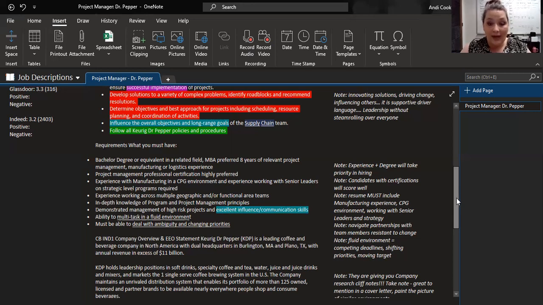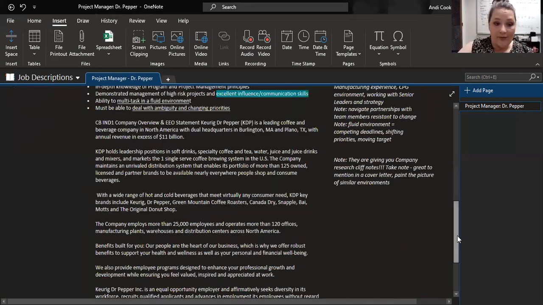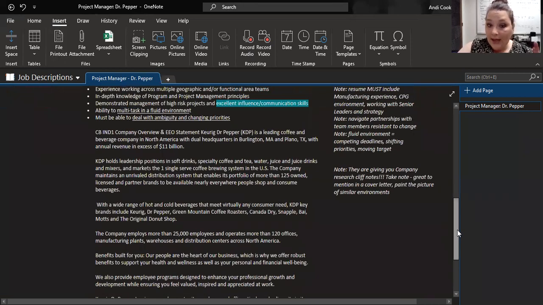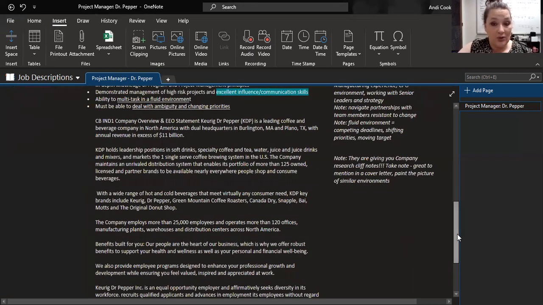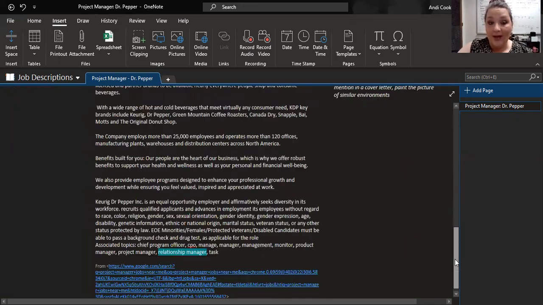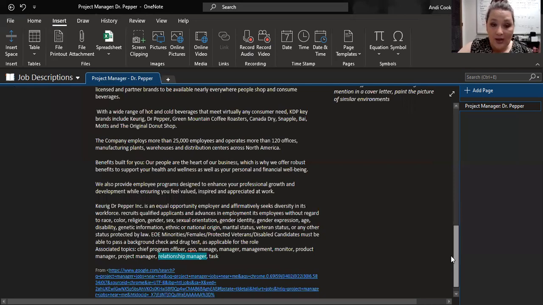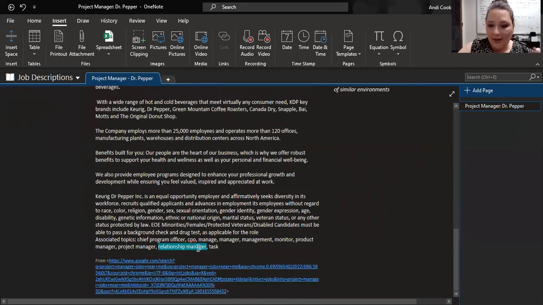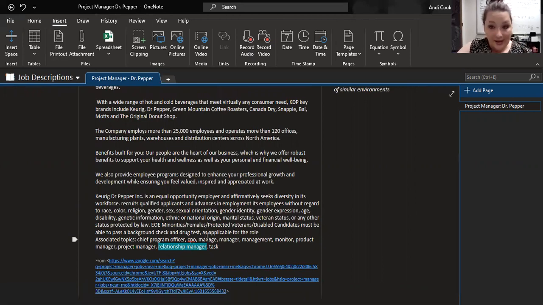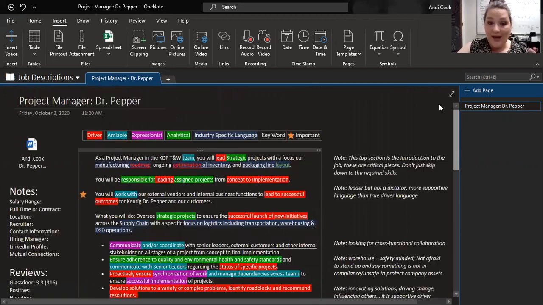And then when you're navigating partnerships with team members who are resistant to change, that's the language that they're talking about. If this was something you're like, oh, I'm up for that challenge, I could do it, great. Then they go through this really cool thing where they basically are giving you the cliff notes for your research about the company. They're very detailed. And one thing I did want to note on this was that down in the associated topics, there was a chief program officer, which is going to tell you a little bit about the level that they're looking for. Another thing they said was relationship manager. So again, it goes back to that supportive leadership kind of branding.